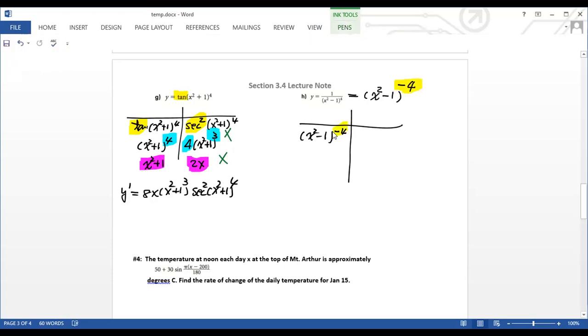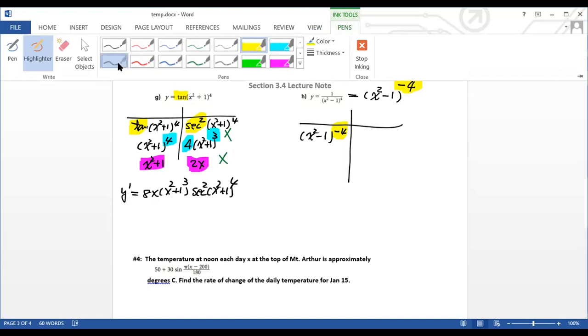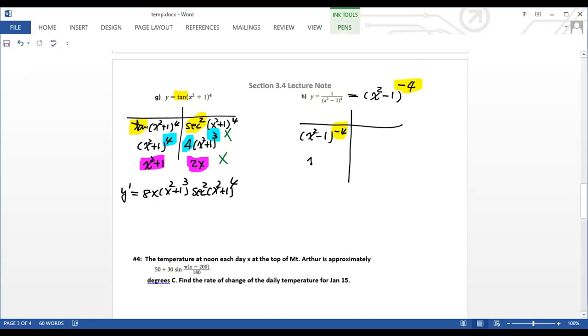And the negative 4, that is your first layer, right? So it's the power rule. So after you mark this off, what is left is x squared minus 1. That is your second layer.